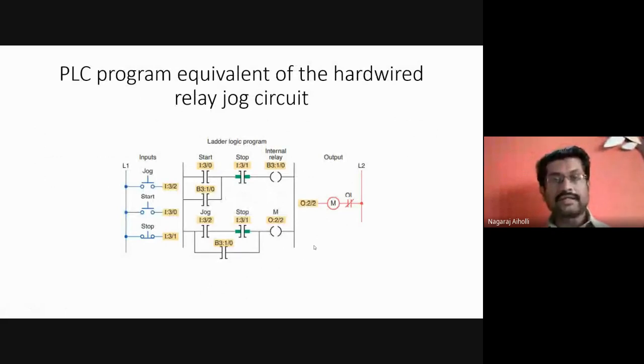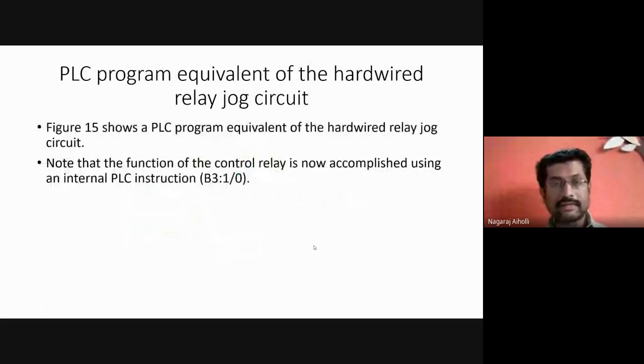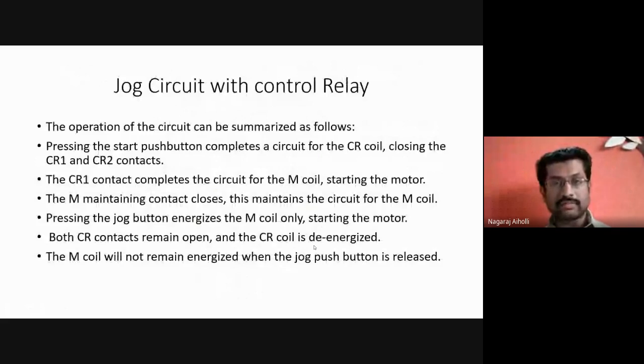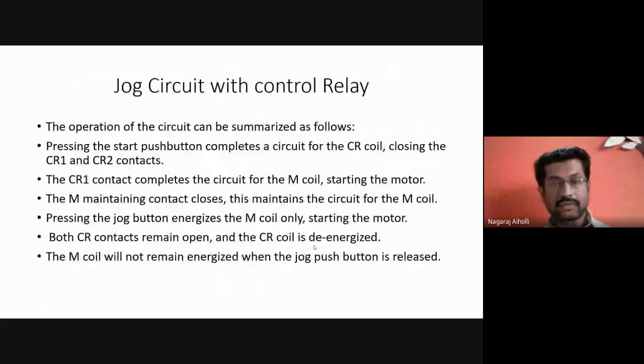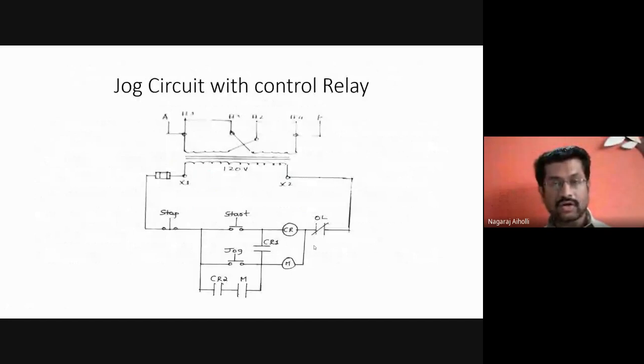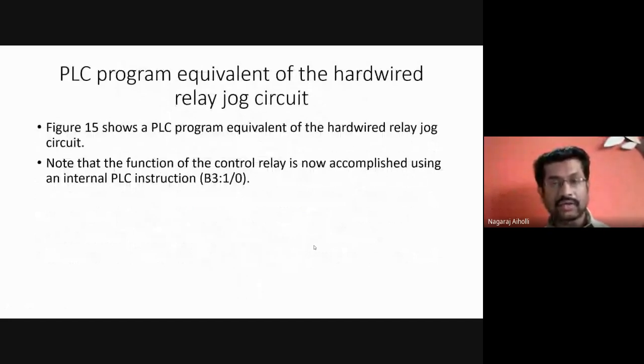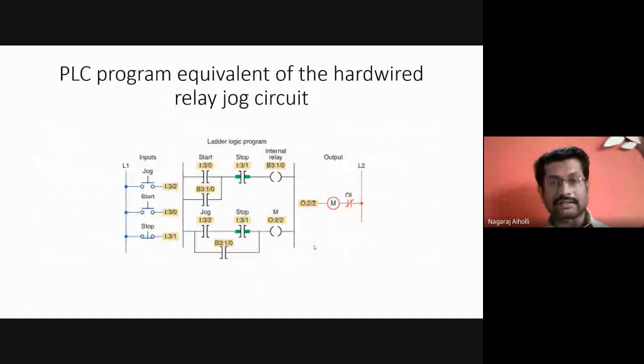So is it understood here, students? This also may be asked in examination. Explain the jog circuit or the jogging circuit with control relay, including the ladder rung diagram. You are allowed to draw this circuit first, explain the operation of this circuit, and then draw the ladder rung diagram and explain. Sorry, this is a relay circuit, not the ladder rung diagram. Sorry, it's a PLC program, the PLC program equivalent of the relay jog circuit. It's a PLC ladder rung diagram only.